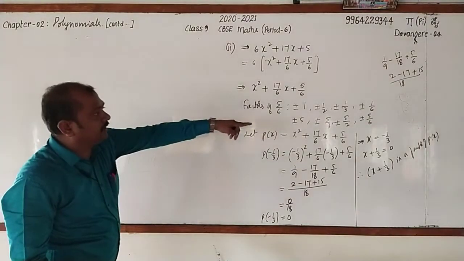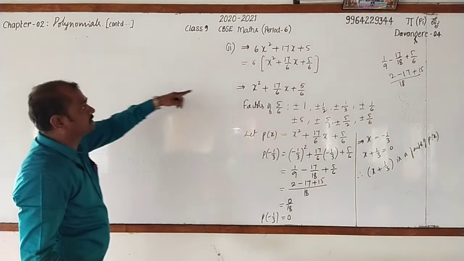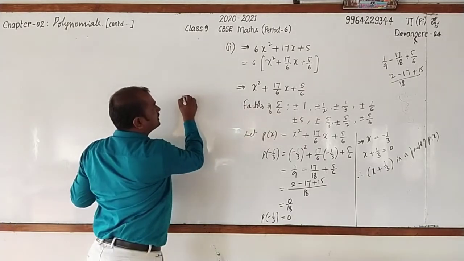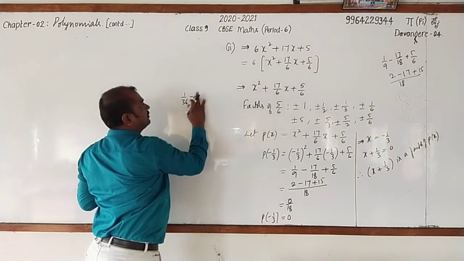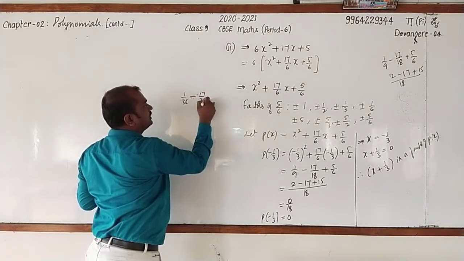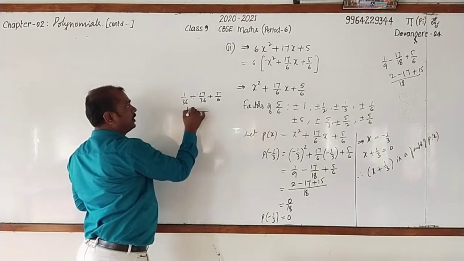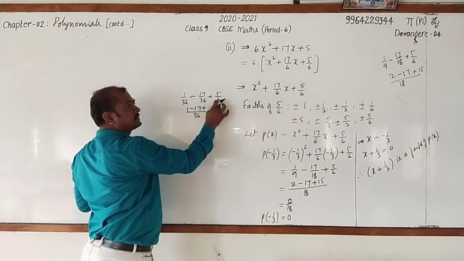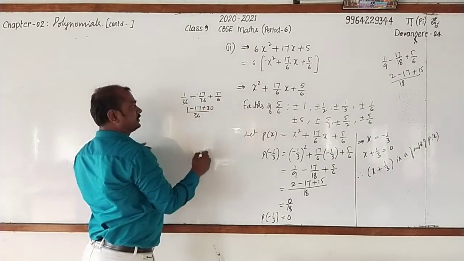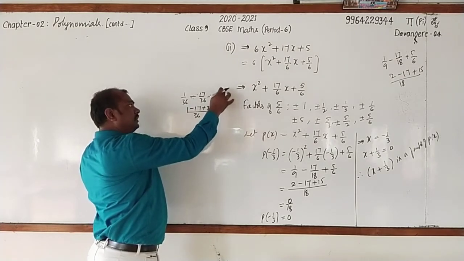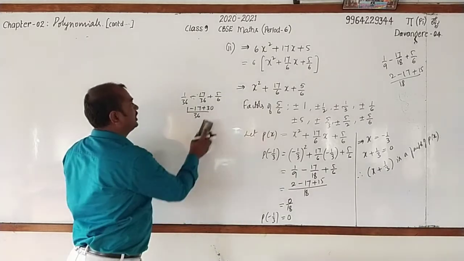If you go for taking other negative factors, you may take minus 1 by 6. If you take minus 1 by 6, it is 1 by 36, minus 17 by 36 plus 5 by 6. Take the LCM, 36. 1 minus 17 plus 6 sixes are 36, 6 fives are 30. So it won't come 0. Next, we have other possibilities.